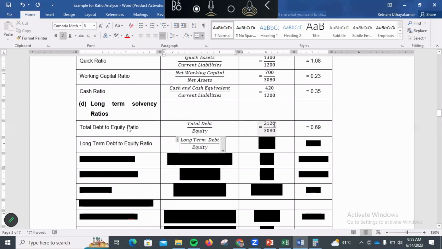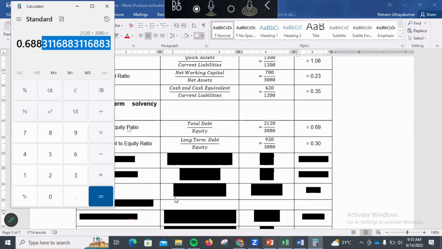So total debt is there: long-term debt plus short-term debt. Now you want to exclude that short-term debt. That is 1,200. 1,200 to be deducted. So the remaining would be 920 with the long-term debt. Now the equity is the same, so you can get the result. 0.30. So exactly it is coming as 920 over 3,080.